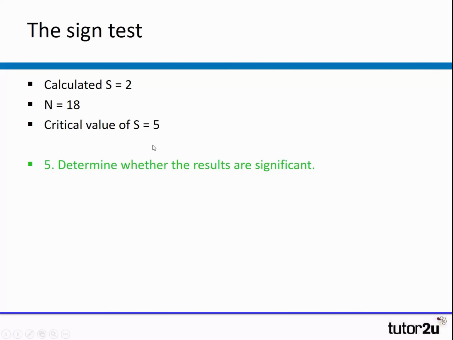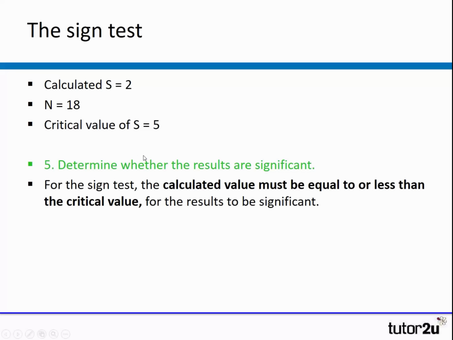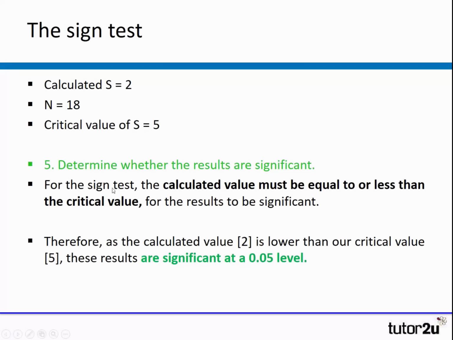We've then got those 3 scores, and in this particular case, again, we know for the sign test the calculated value must be equal to or less than the critical value. In this case, the results are significant because the calculated value is 2, which is lower than our critical value of 5. Therefore, the results are significant at a 0.05 level. And that's it for calculating and working out the sign test.